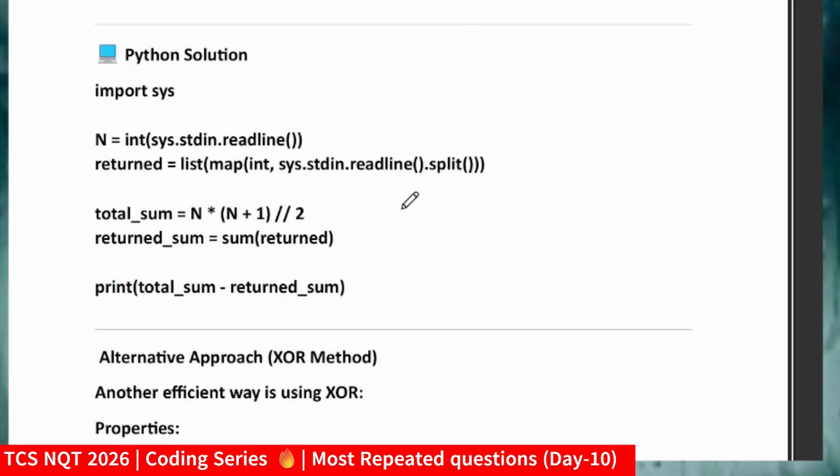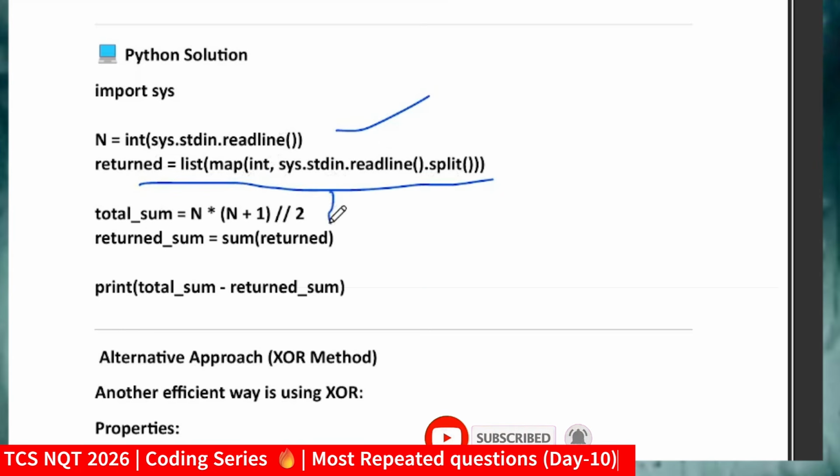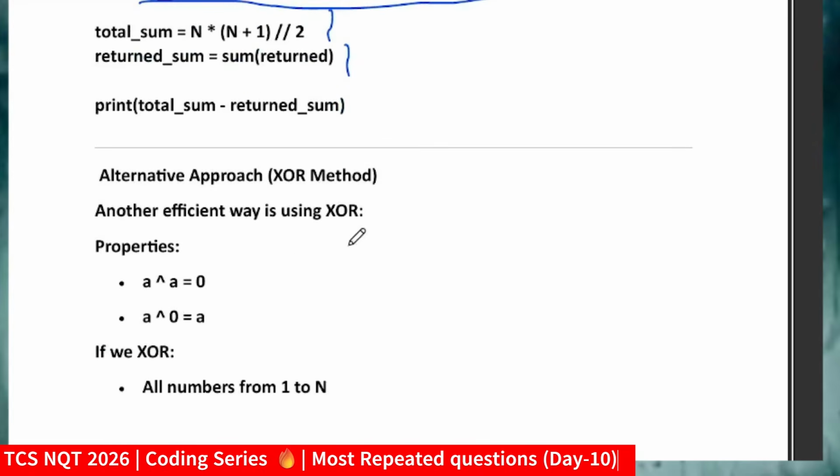Coming to the Python solution, Python is quite easy. I'm taking the user input, taking the values, applying the formula for total sum and just subtracting it. Besides that, there is also an efficient approach related to the XOR operation. So you can also use the XOR method, which is very efficient.